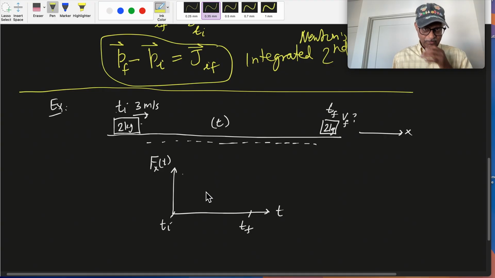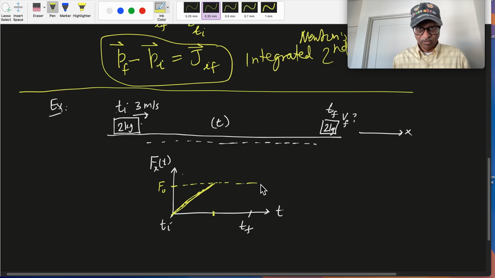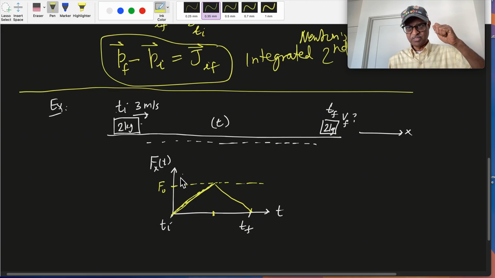When you plot it, maybe it looks like this. Halfway there, it went straight up to a value F0, and it came down like this. So it's like a bat hit this thing. The force kept getting bigger and bigger, and then the force getting smaller. It's not pulling back, just the force magnitude dropping.